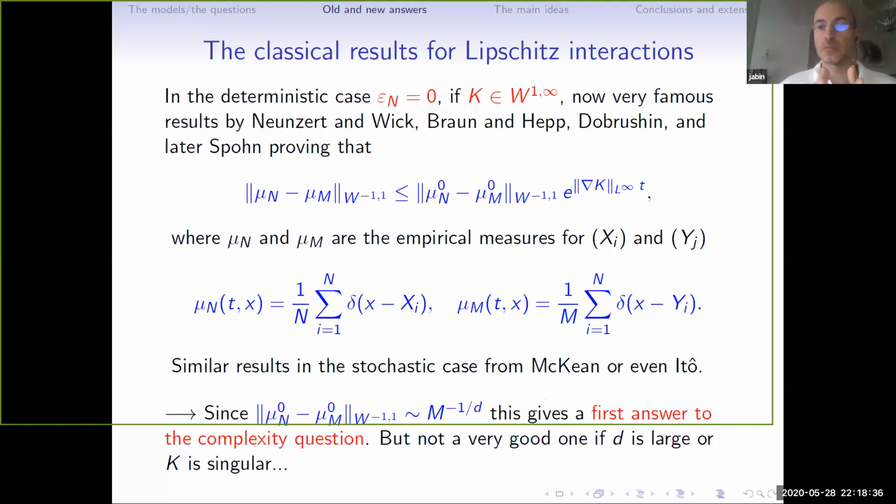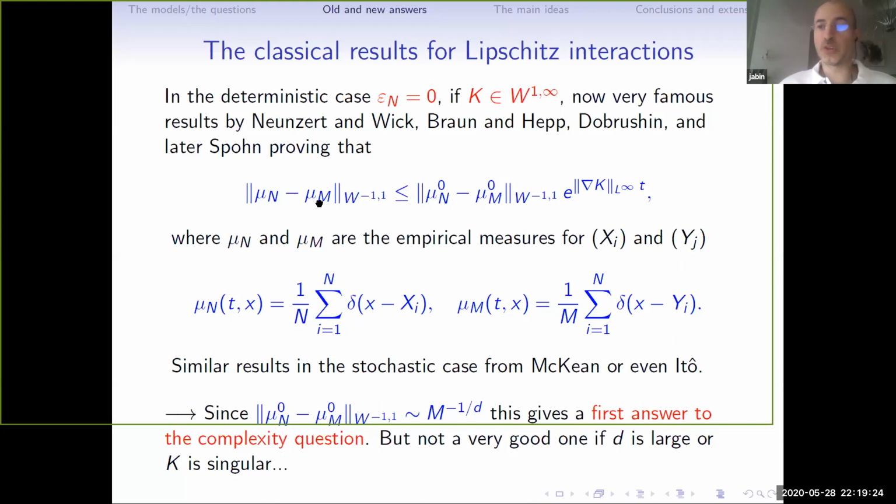All right, let's go a little bit into the classical literature for this problem. And let me start with a deterministic case. By the way, it should be sigma and not epsilon n. Sorry, there's a typo here. Now, in the deterministic case, the classical result assumes that the interaction kernel is Lipschitz. And there was a series of papers in the late 70s. I'm giving the names here. I'm sure, again, if you've seen a talk on mean field, you've seen those names. That provide a very, very nice explicit stability result.